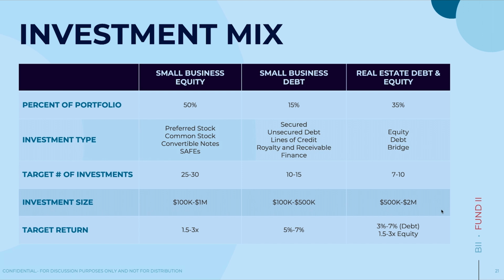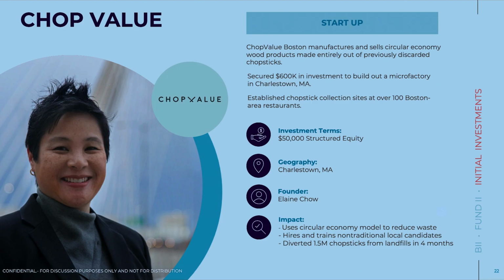It's absolutely essential that you give your prospective investor a sense of, what are we talking about here? So I want to introduce you to 3 in the small business and 1 in the real estate sector as examples. And they represent different types of investments. So first we have Chop Value, which is a startup. Chop Value Boston, and there's also a module on a site visit to Chop Value in this curriculum. And it's a circular economy that grabs used chopsticks out of the marketplace and makes beautiful products from them.